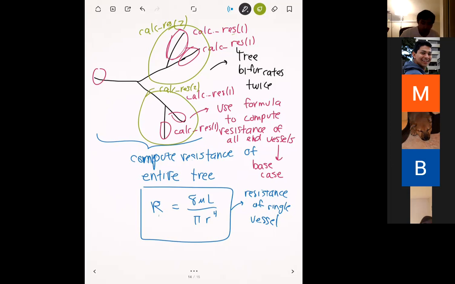And then if we apply that one more time, to find the resistance of this entire thing, what we can say is that the resistance of this entire thing is going to be calc res 3. You can see from this example how we can build up these recursive iterations in order to get the resistance of the entire problem.